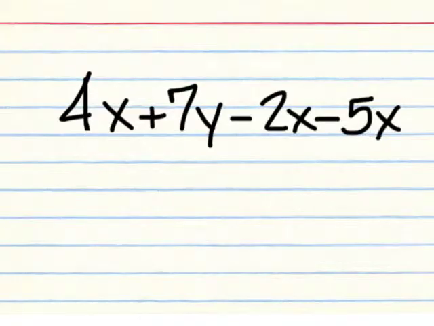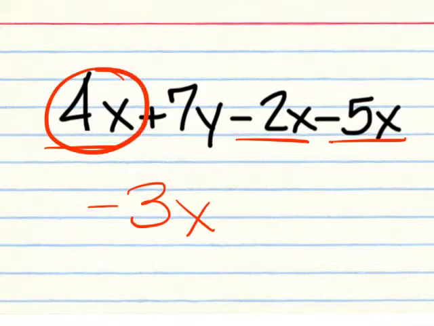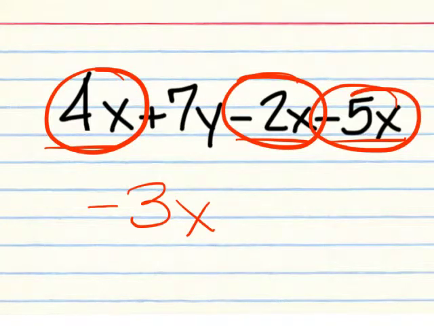What do I get when I simplify the x's? 2x. 3 of them. Oh, wait. That would be negative 3x. Yes. 4x minus 2x is 2x, but minus 5x is negative 3x. Then what? Plus 7y. Yeah, there's nothing to add with the y.